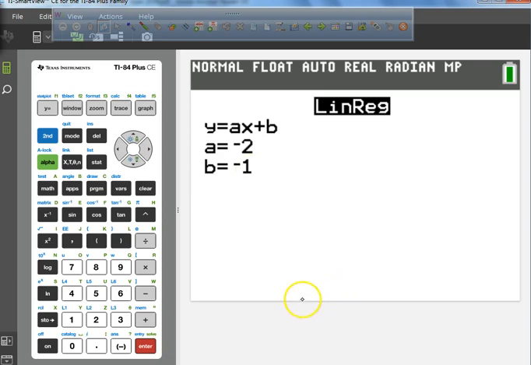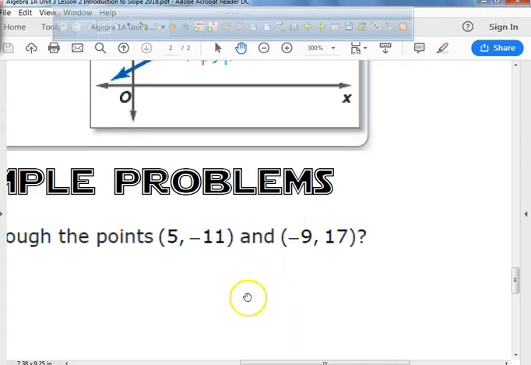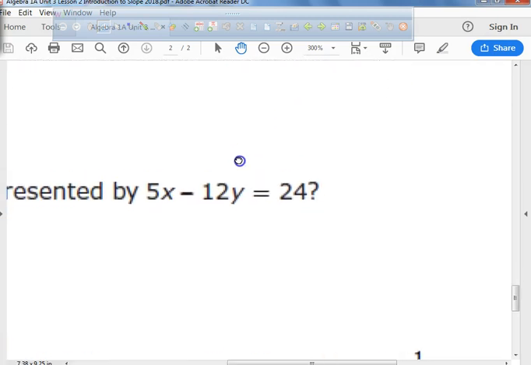You have to plug in the correct coordinates in order for it to work. If you don't plug in the right coordinates, it won't work. So organizing matters. Okay, everybody.